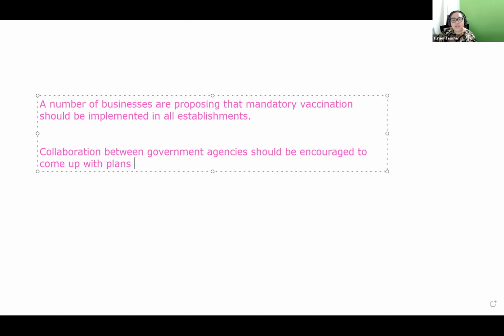Should be encouraged to come up with plans. Collaboration between government agencies should be encouraged to come up with plans for COVID-safe public offices. Okay. Let's try your best.